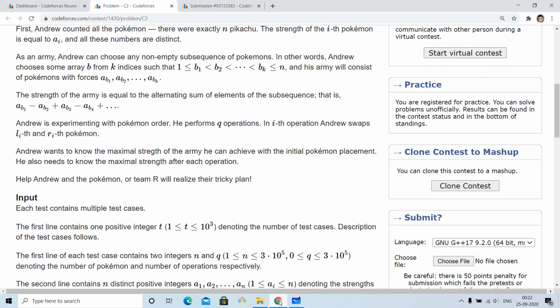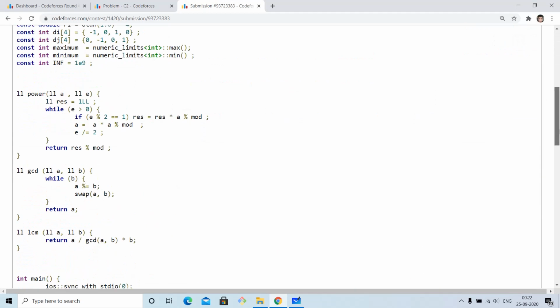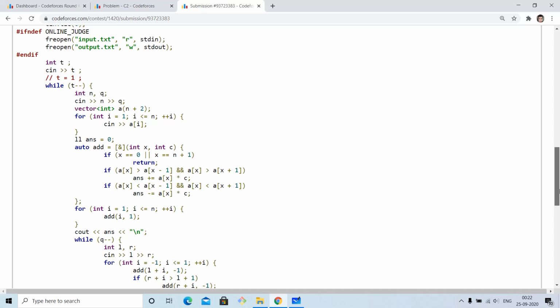So this is the code. We are doing the input n and q. Now initially, because we have to do the check, we have to check whether the element is greater than its left and right. So what we will do, we will append 0 to the left and the right of the array, so that we can do that checking easily. It will not affect the answer.